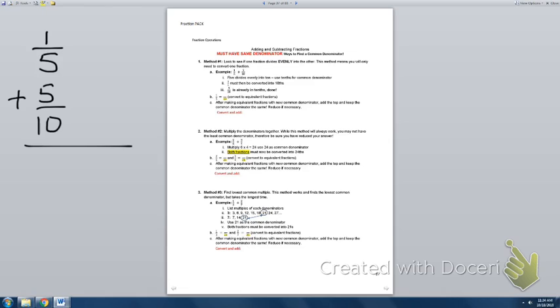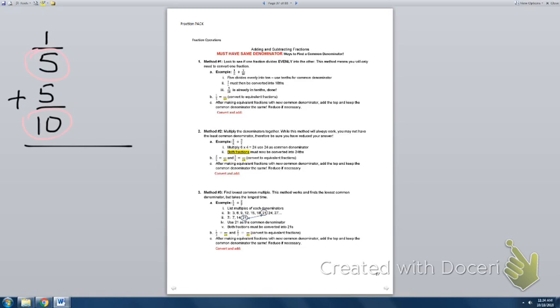The question we're asking ourselves is, can the small number in your denominators divide evenly into the larger number? If that happens, that means you can use the largest denominator. You can never use the smaller number. I can't divide 10 into 5 because that will give me a decimal number.